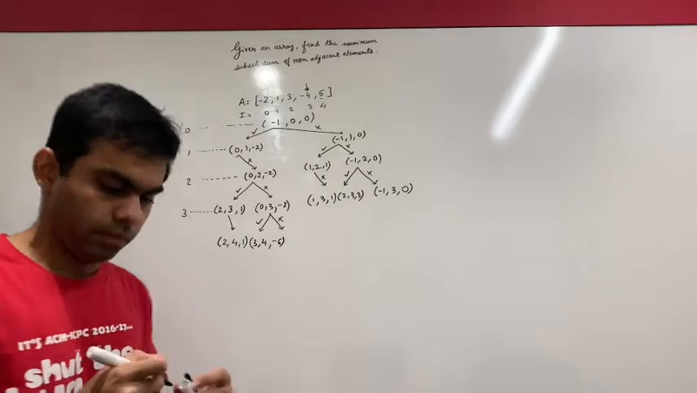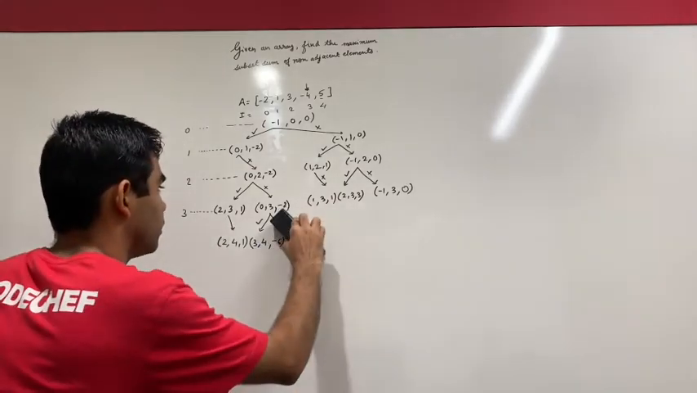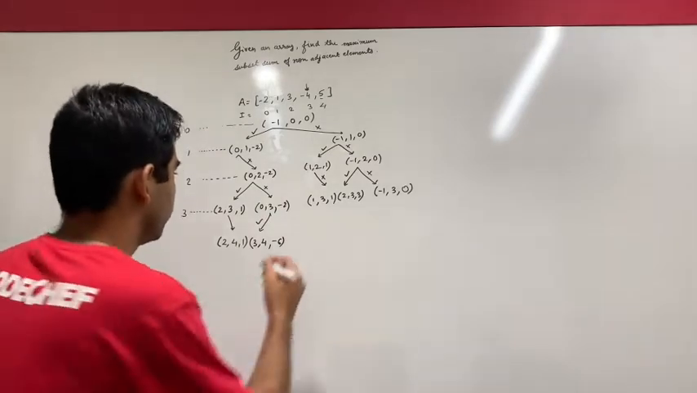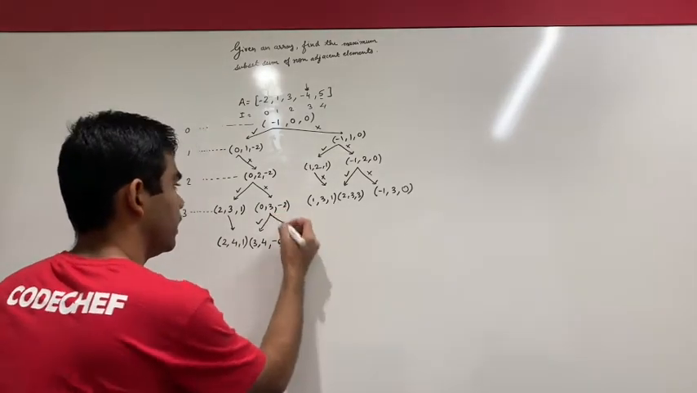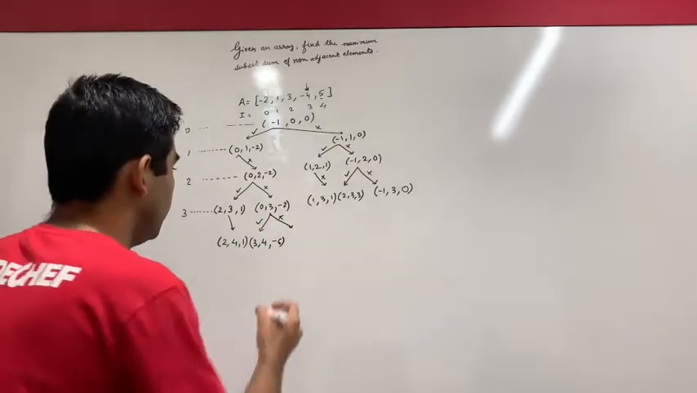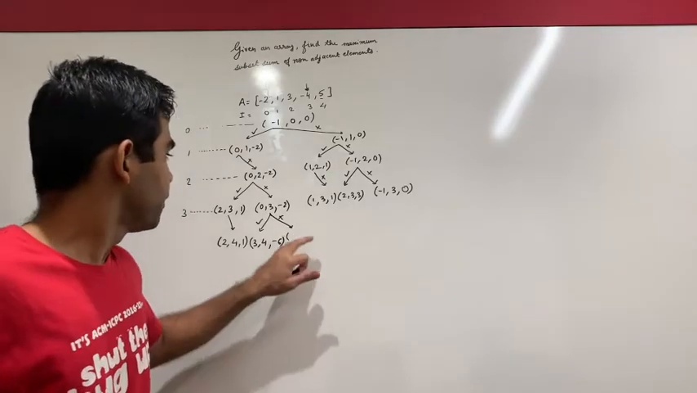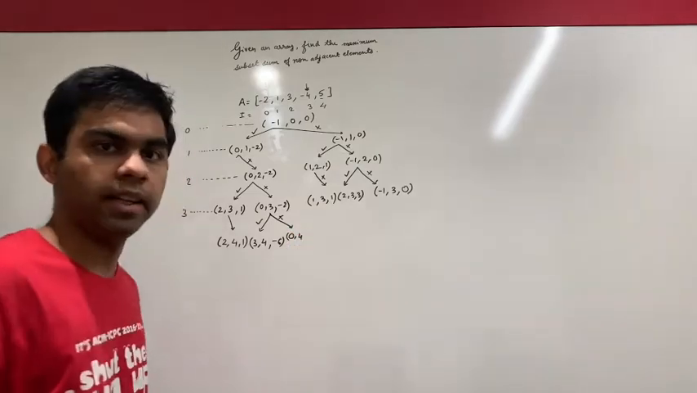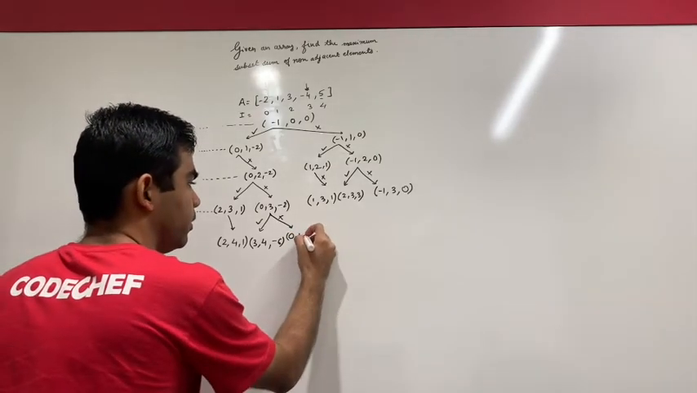So now I'll make this clear. If I reject this, I have last taken index 0. I'll increment my current index and my sum will not change, which will be -2 again.